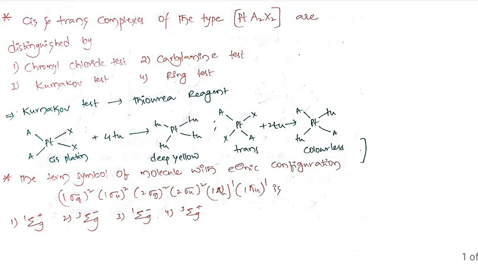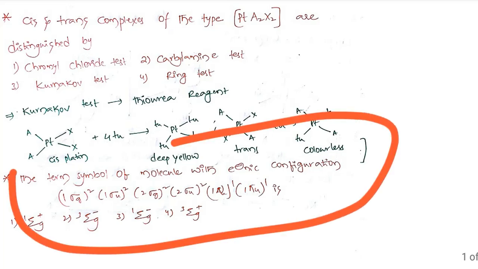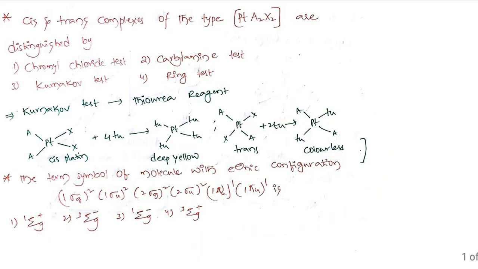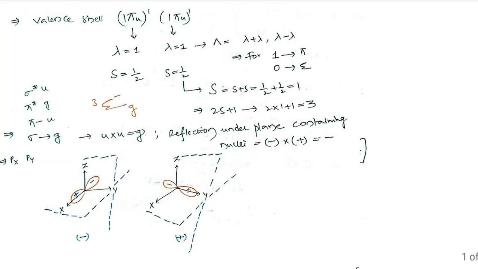Okay, next one, the term symbol of a molecule with the given electronic configuration. Just observe the electronic configuration here, and we need to give the term symbol for it. Just remember that we always need to look at the valence electronic configuration to give a term symbol.